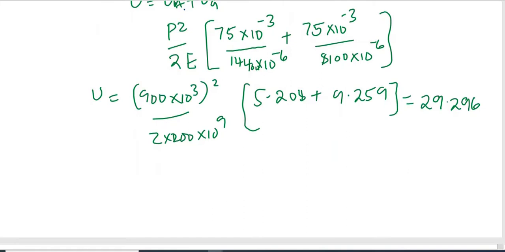Therefore, U will equal, since we already know P as 900 kilonewtons, we square it, divided by twice the Young's modulus, which is 200 times 10 to the power 9 for steel, times the brackets 5.208 plus 9.259, and this gives us 29.296 newton meters.